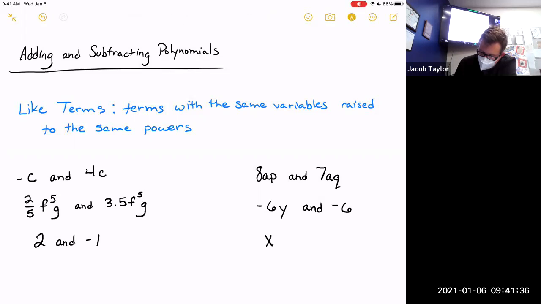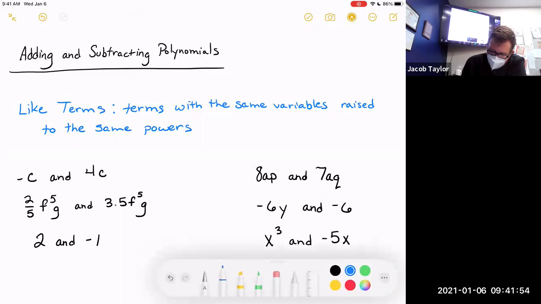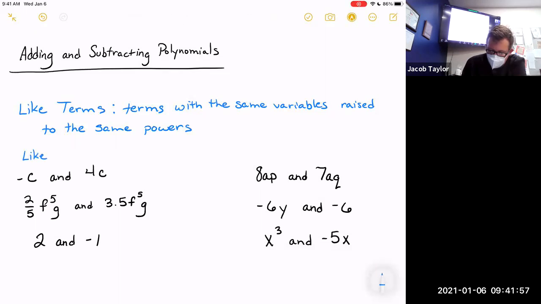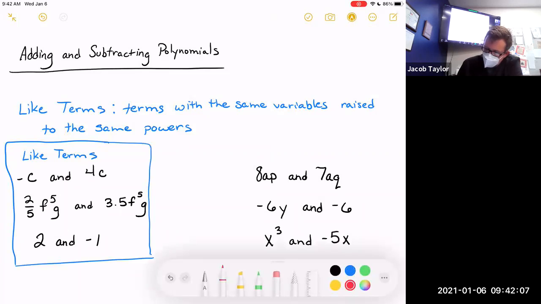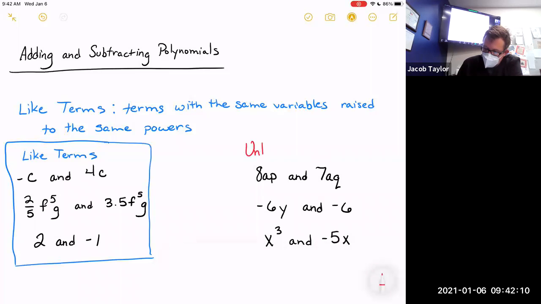What about if I have x cubed and -5x? Do they have the same variables? Yes. Are they raised to the same powers? No. So we would say this column over here are like terms. And the list that we made over to the right are not. We call those unlike terms.